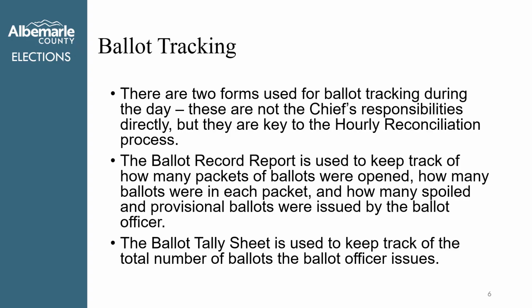There are two forms used for ballot tracking during the day. These are not the chief's responsibilities directly, but they are key to the hourly reconciliation process. The ballot record report is used to keep track of how many packets of ballots were opened, how many ballots were in each packet, and how many spoiled and provisional ballots were issued by the ballot officer. The ballot tally sheet is used to keep track of the total number of ballots the ballot officer issues.